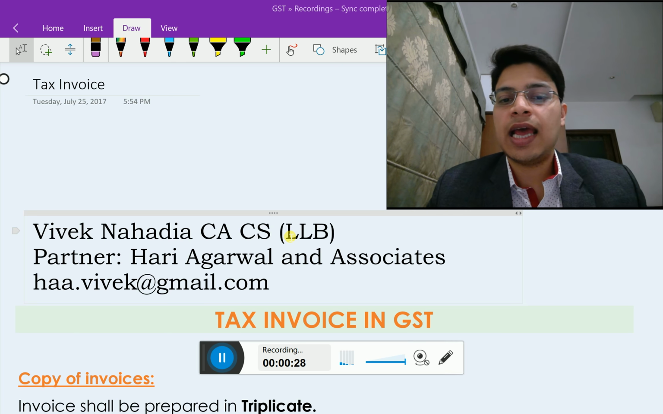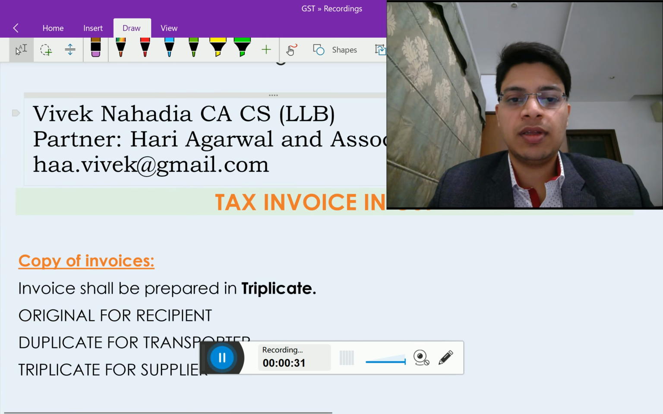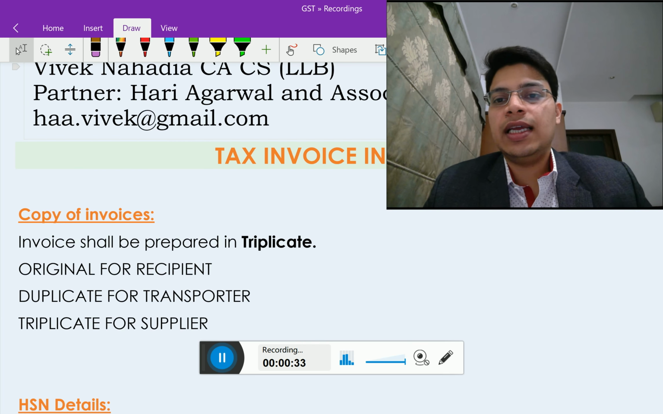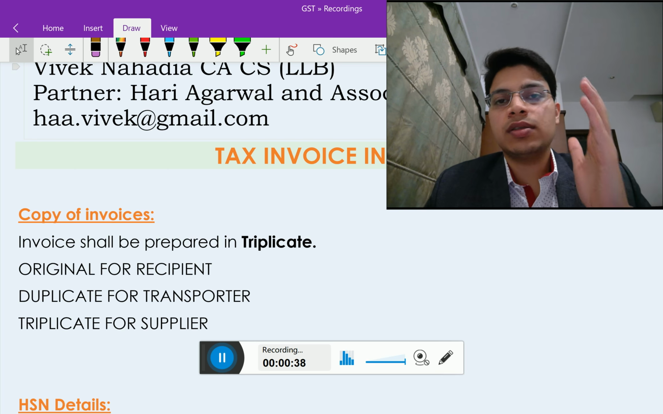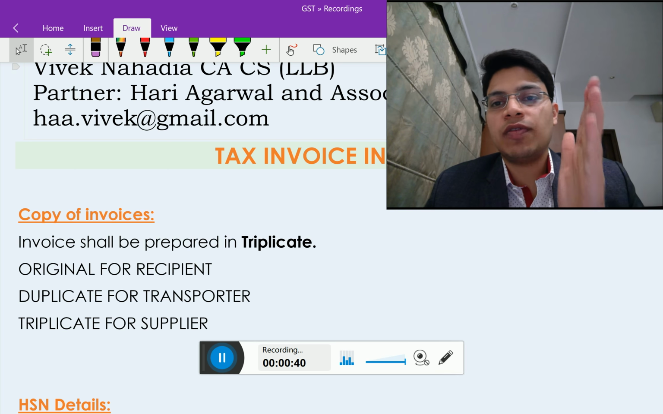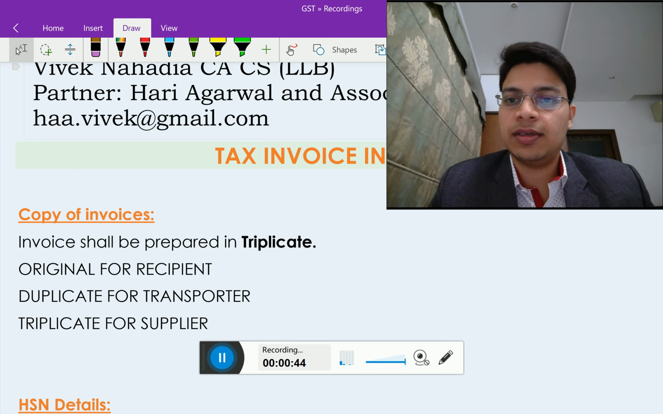This is tax invoice in GST. Let us begin. In GST, tax invoice is extremely important. Why? Because on the basis of tax invoice, the recipient will avail input tax credit.